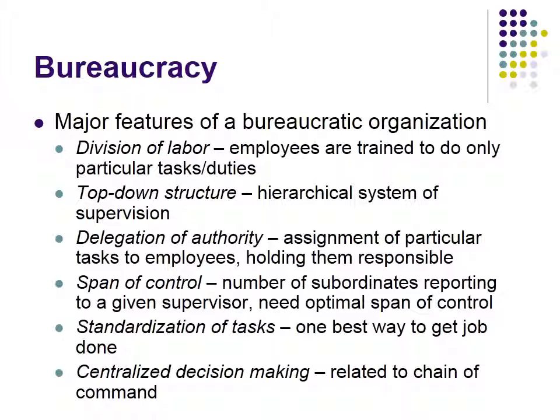Span of control is another major part of bureaucracy. It's the number of subordinates reporting to a given supervisor. And generally, again, for scientific management, you want to find the optimal span of control. In other words, what is the optimal number of employees that each level can manage? Can one senior manager manage 7 line managers, or 5 line managers, or 20 line managers? Can each line manager manage 10 employees, 20 employees, 30 employees?